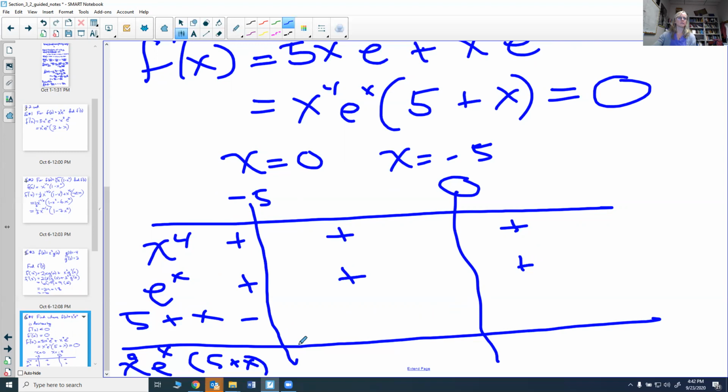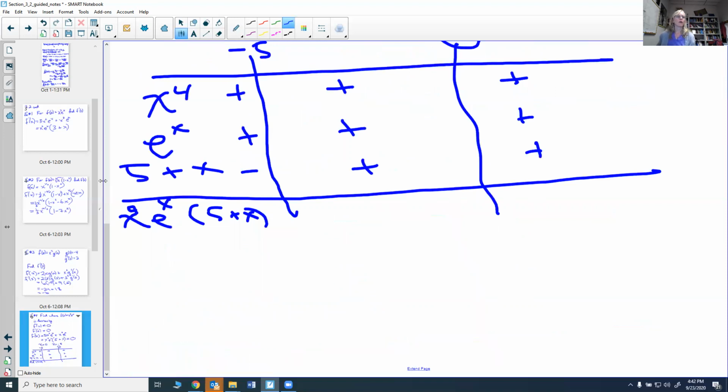So we're negative here. If we're a number between -5 and 0, like -4, 5 plus -4 is a positive number. And if we're a number greater than 0, like 1, we have 5 plus 1, which is a positive number. And so now what I'm looking at here is the fact that I want to multiply these numbers together.